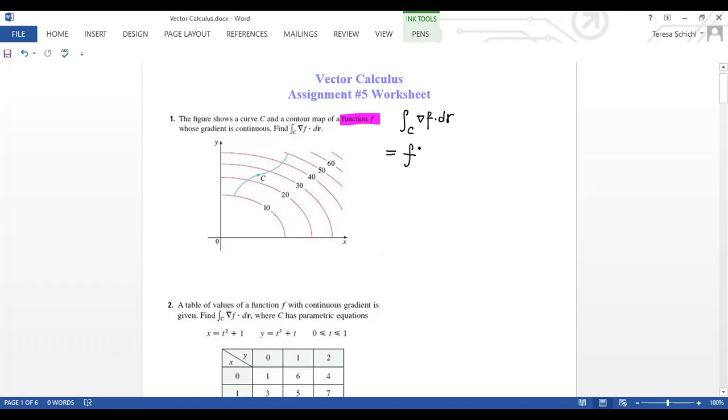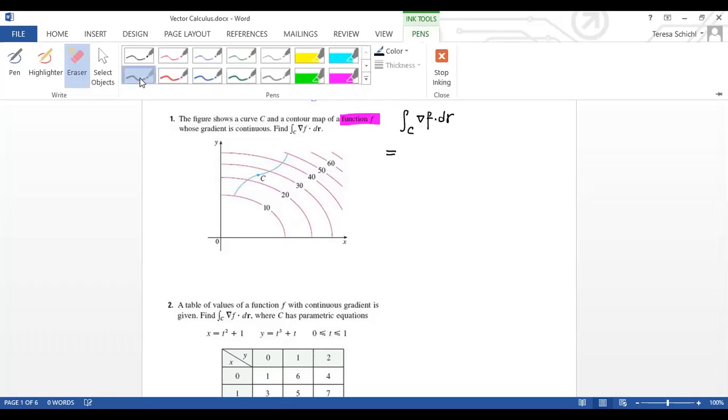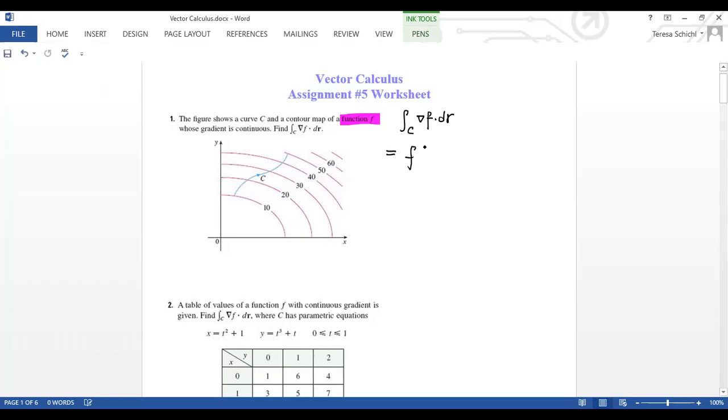So by the path independence, you start from the beginning of the path and end at the end of the path, just like we did in Calculus 2 with the fundamental theorem of calculus, right? So now this will be the end point minus the beginning point, right?